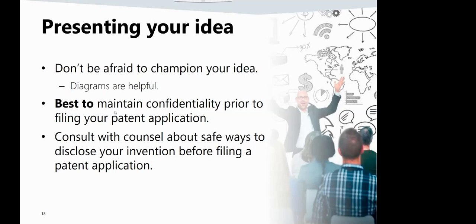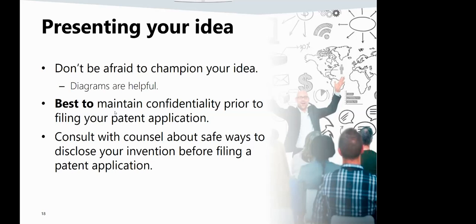You want to tell people about what you're doing and see what the market is, see who might be interested in working with you on manufacturing, or see where you might sell this product. But before you file the patent application, you need to be judicious about who you disclose your invention to, right? And here in the US, a public disclosure of your invention prior to filing your patent application can negatively impact your ability to ever receive patent protection on that invention.